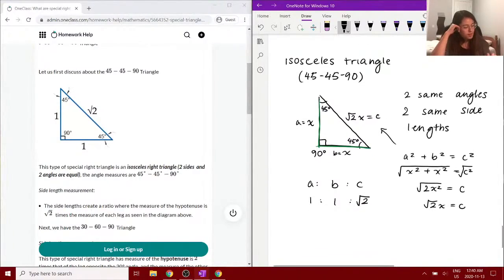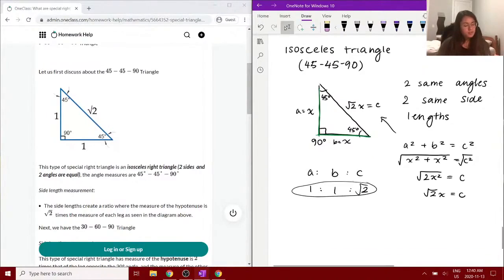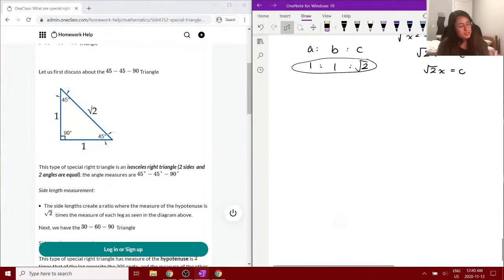And this is the ratio of side lengths. Okay, so that's the isosceles triangle. That's considered one of the special triangles. And let's look at the second type of special triangle. We have the 30, 60, and 90 degree triangle. So I explained this one previously. Let's go through it again. What this is actually is half of an equilateral triangle.